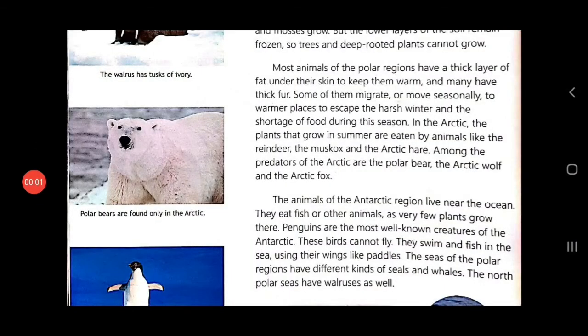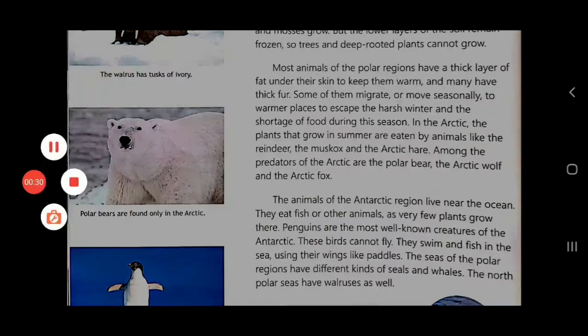Now children, moving towards the next para, the animals of the Antarctic region live near the ocean. जो Antarctic region के animals है, where do they live? They live near the ocean. Ocean के पास रहते हैं. And what do they eat? वो क्या खाते हैं? They eat fish and other animals. Why do they eat this? Because very few plants grow there. Because plants जो है वो बहुत कम grow करते हैं इस area में.